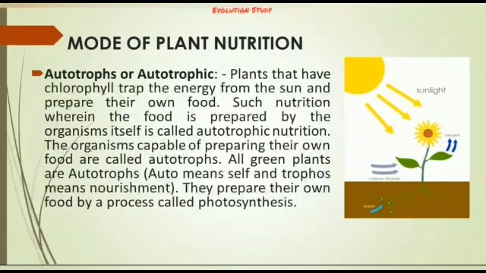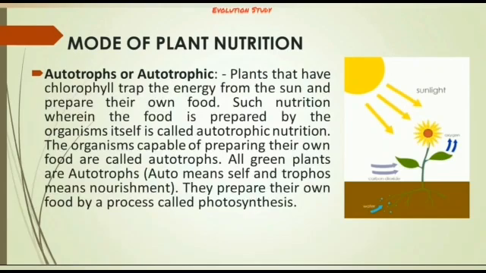Mode of plant nutrition. Autotrophs, or the autotrophic. Plants that have chlorophyll trap the energy from the sun and prepare their own food. Such nutrition, wherein the food is prepared by the organism itself, is called autotrophic nutrition. Organisms that are capable of preparing their own food are called autotrophs. All green plants are autotrophs. Auto means self and trophos means nourishment.